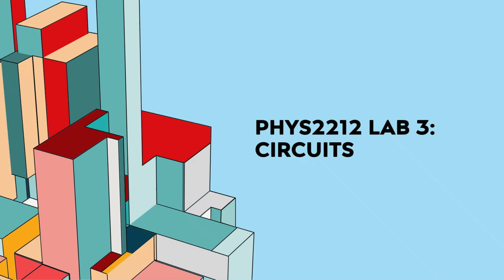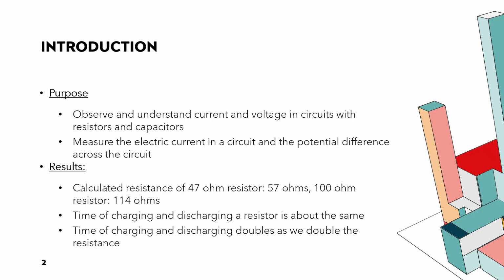This is Physics 2212 Lab 3, circuits. The purpose of this lab was to observe and understand the current and voltage in circuits with resistors and capacitors, and measure the electric current in a circuit and the potential difference across the circuit.